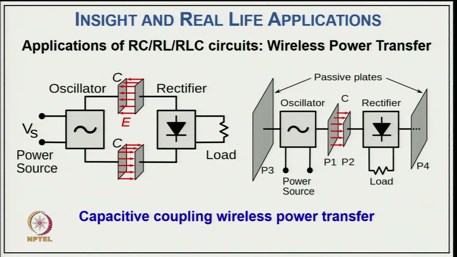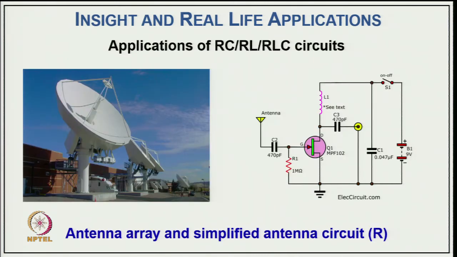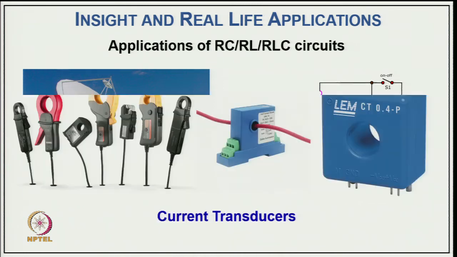So, you have passive plates, then an oscillator followed by capacitors, and then a rectifier feeding the load. That is the basic concept of capacitive coupling wireless power transfer. There are many such circuits, like in antenna arrays as well as simplified antenna circuits. As you can see here, you have inductors, capacitors, as well as resistance as part of the circuit in these typical applications.